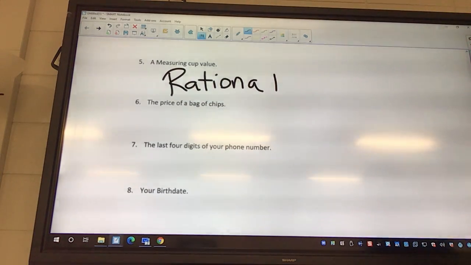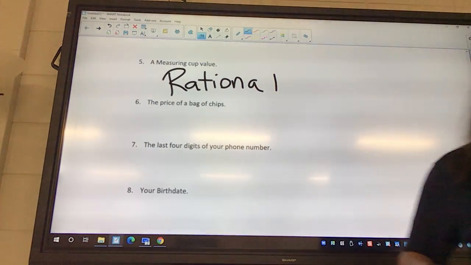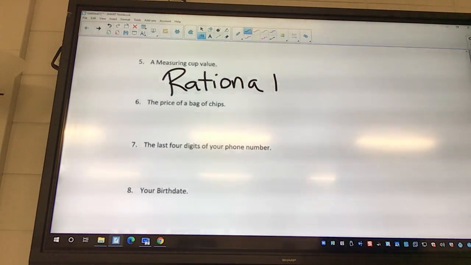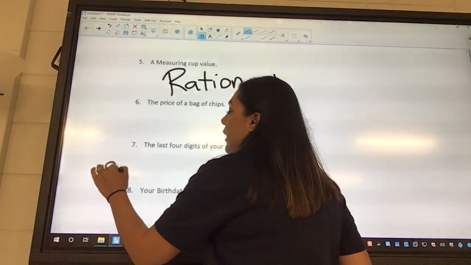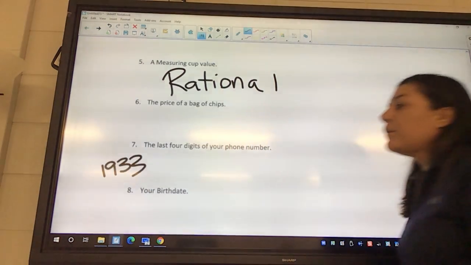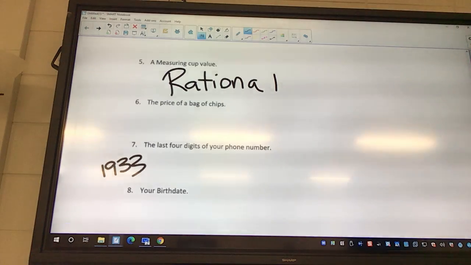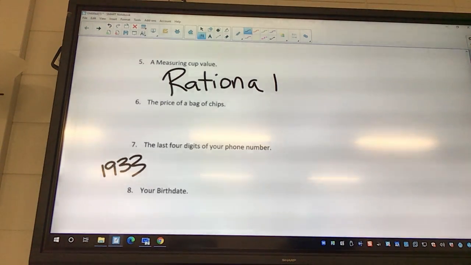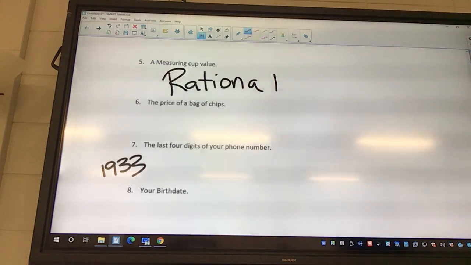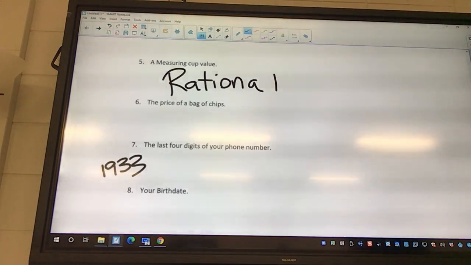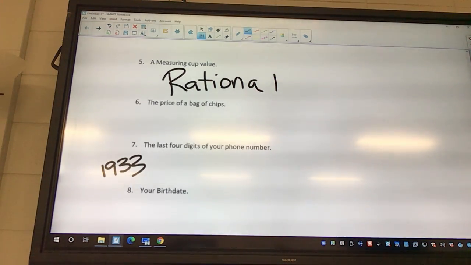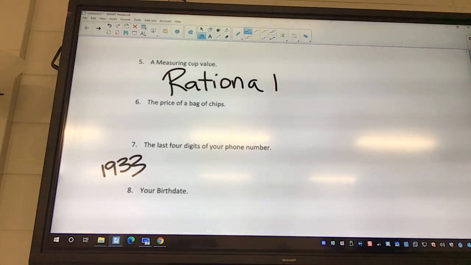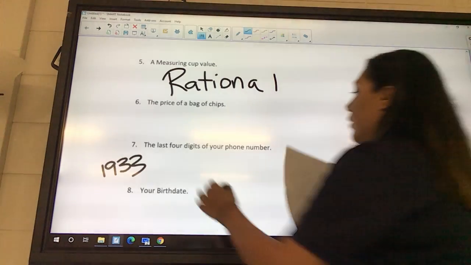Number 7, the last 4 digits of your phone number. I just want you to think in your head, what's your phone number? Mine is 1933. Could you have a negative number for a phone number? No. Or a fraction? No, so it limits you to a whole number or natural. Could you have a 0 in your phone number or not? Yes, so that's going to be what type of number? A whole number.